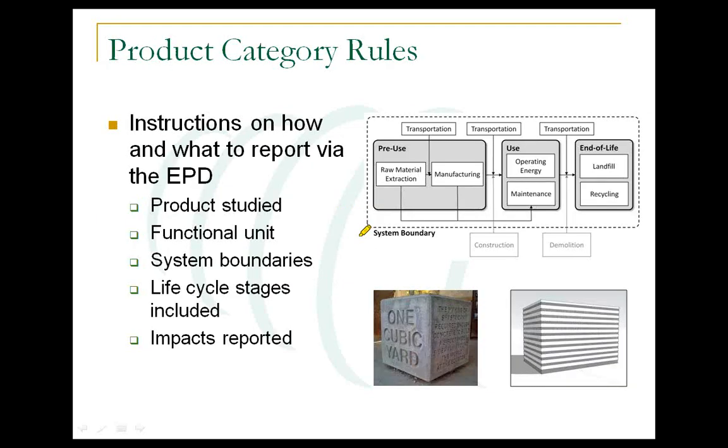Product category rule sets these standards, right? Basically providing instructions to the life cycle assessment professional conducting the life cycle assessment itself, to identify things like what product's being studied. So, you know, the functional unit, for example, for concrete, it could be a cubic yard of concrete or cubic meter of concrete. It could be a square foot of floor area. For shampoo, it could be a 1 liter bottle of shampoo, whatever the functional unit is.